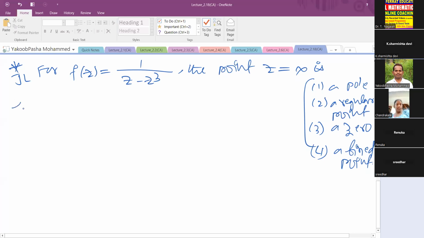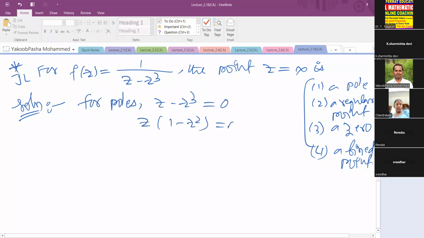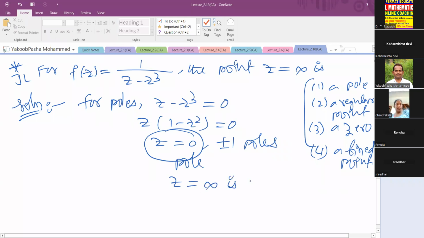First, for poles, we can equate the denominator as 0. For poles or for singularities, the denominator z minus z cube is equal to 0. We can take z common here. 1 minus z square is equal to 0. z is equal to 0, one pole, z is equal to plus or minus 1. Or simply I am writing z equal to 0 comma plus or minus 1 are the poles. So z is equal to 0 is a pole means z is equal to infinity is a 0. So third option is the right option. Okay. Third option is the right option.